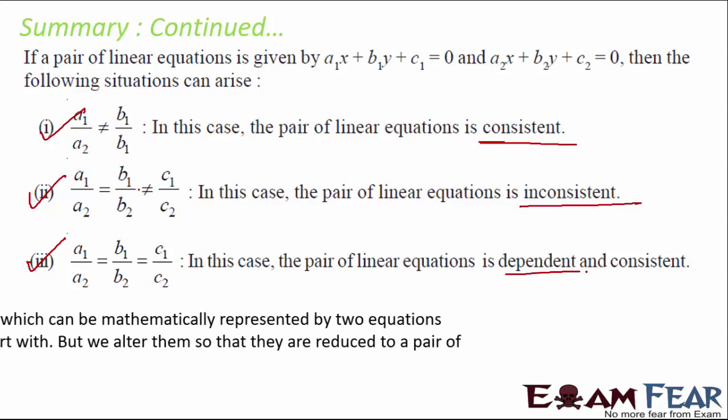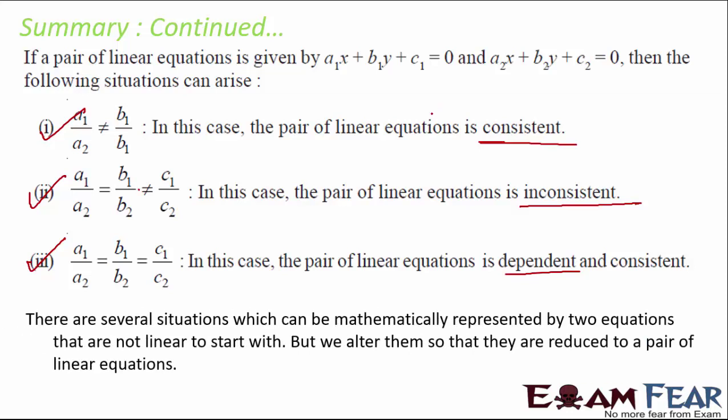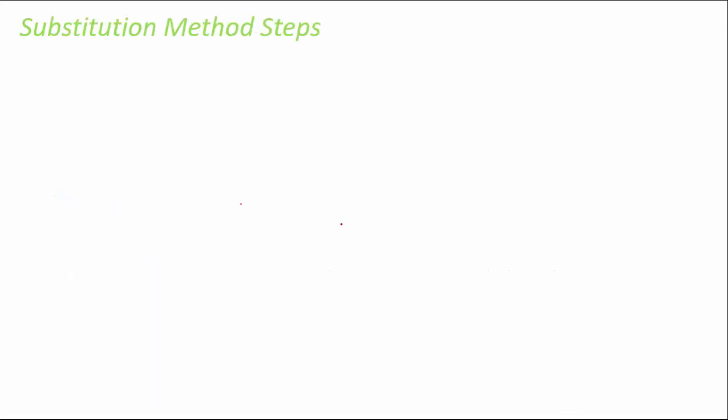There are several situations which can be mathematically represented by two equations that are not linear to start with, but we alter them so that they reduce to a pair of linear equations. That's something which we generally do in order to solve real life situations. So let us now discuss each of these methods in a little more detail. We will take an example for each of these methods, and meanwhile we will also keep talking about the method. As we talk about the substitution method, here we have two equations, x plus y equals 14 and x minus y is equal to 4.